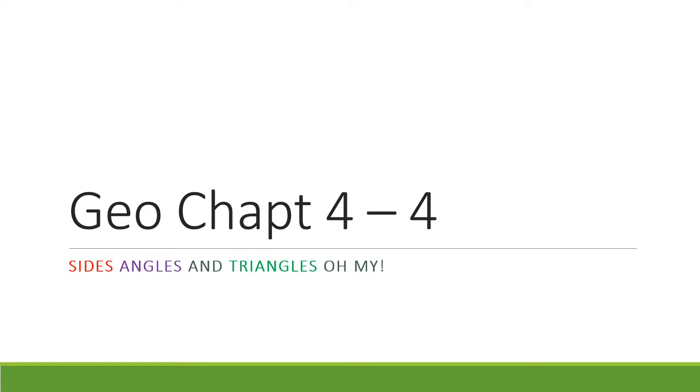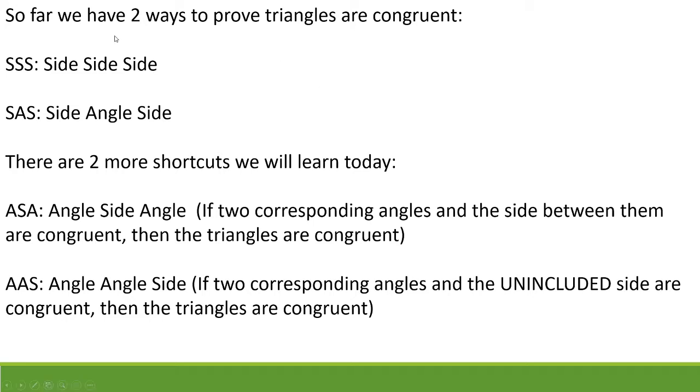So this is going to introduce two more shortcuts. So again, last video was side, side, side, and side, angle, side. This video is going to be about these two: ASA and AAS, angle side angle and angle angle side. Now these sound like they're the same thing almost because they both require two angles and a side. The key difference is where the side resides.